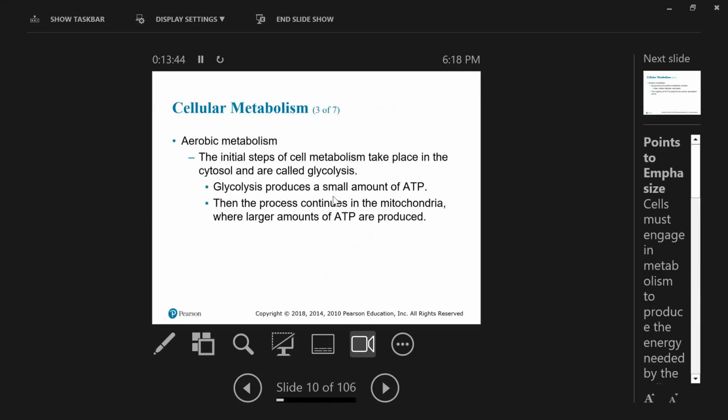Okay, the initial steps of cell metabolism take place in the cytosol, which is the fluid within the cell that holds all these little organelles. Glycolysis produces a small amount of ATP, and that's when it's trying to get to the mitochondria. Then the process continues in the mitochondria, where large amounts of ATP are produced. And what's ATP? Adenosine triphosphate.